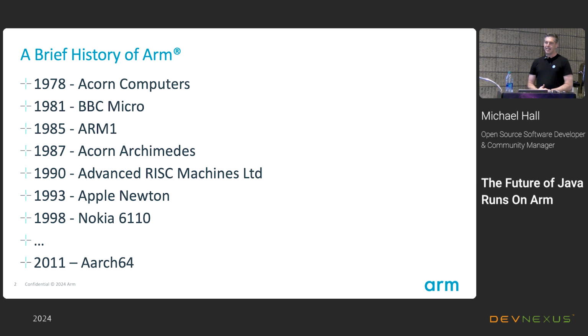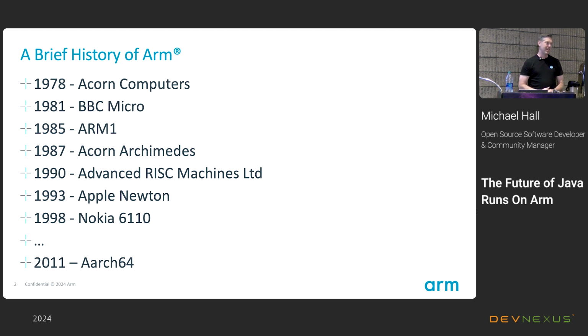Then in 1990, Acorn Computers partnered up with Apple and what is now NXP Semiconductors to form the Advanced RISC Machines Limited, or ARM, which was the start of the company known as ARM. They developed processors that made their way into the Apple Newton, which was the very first handheld personal computer that was launched by Apple in 1993.